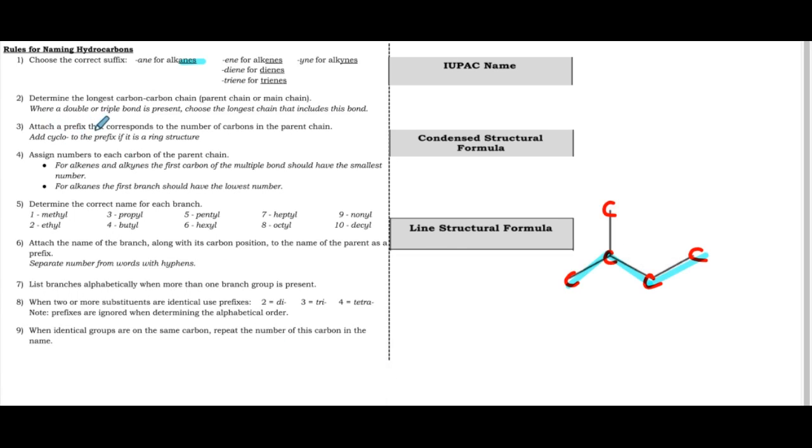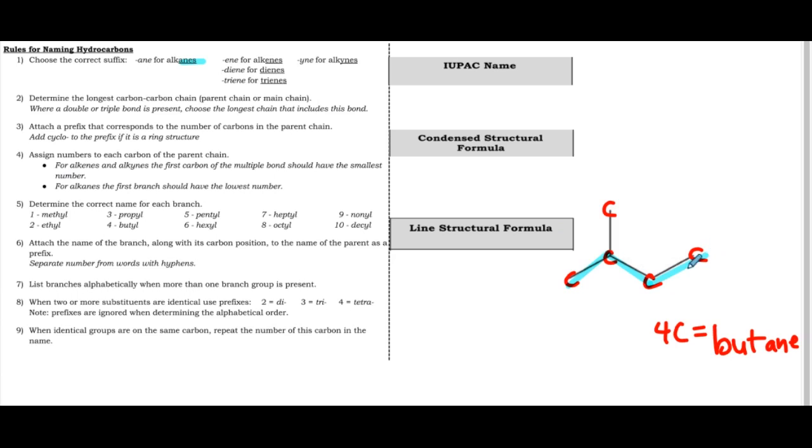All right, so our longest chain is 4 carbons. We're going to attach a prefix that corresponds to the number of carbons in the parent chain. There's no cycle or ring in our carbon-carbon chain. It's just a straight linear chain, 1, 2, 3, 4. Because we have 4 carbons, and I'll write it down here, we're going to have the prefix but, B-U-T. And because we have single bonds all around here, it'll be butane as our parent chain.